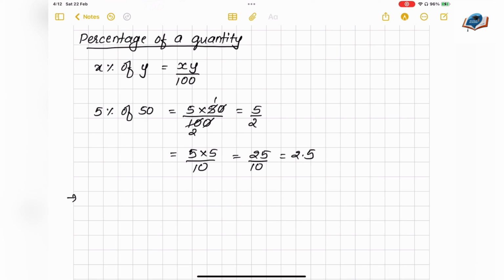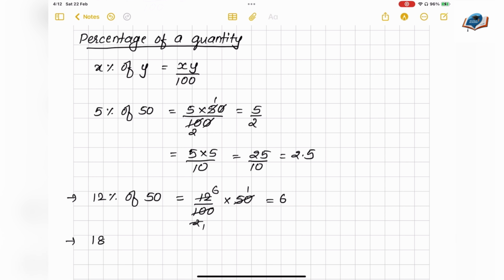Now let us take one example of this. Now I am given 12% of 50. So how will I solve this? 12% means 12 upon 100 into 50. So 50 ones are 50, 50 twos are 100, 2 ones are 2, 2 sixes are 12. So 12% of 50 will be 6.